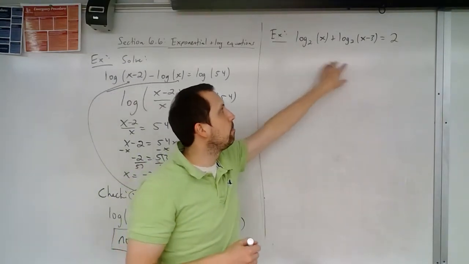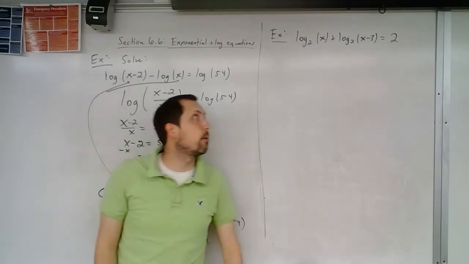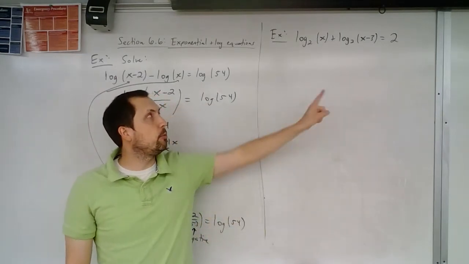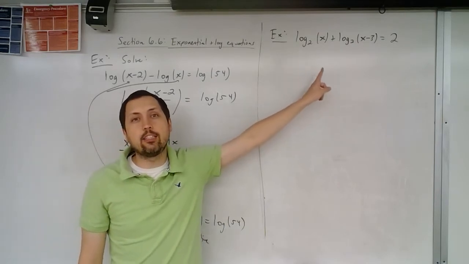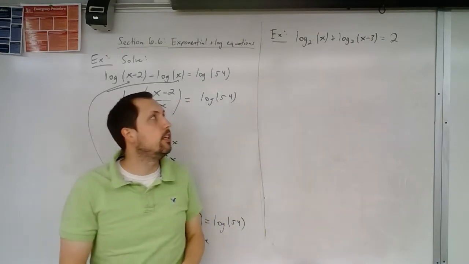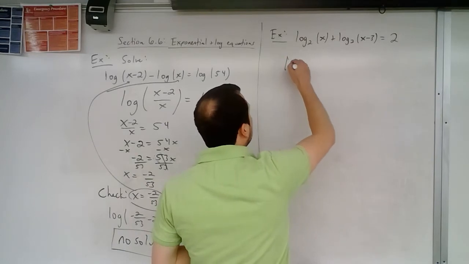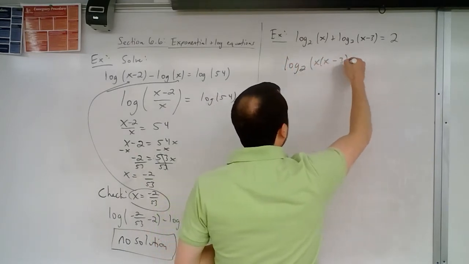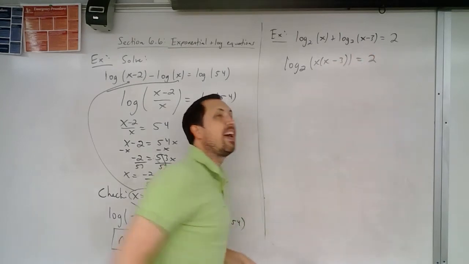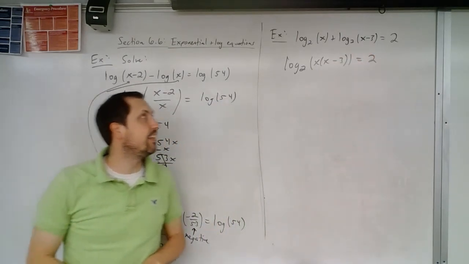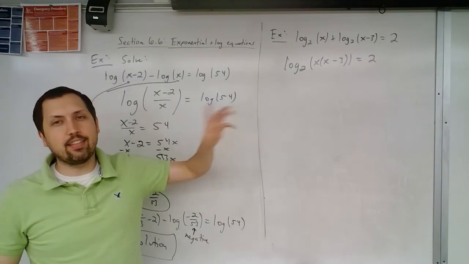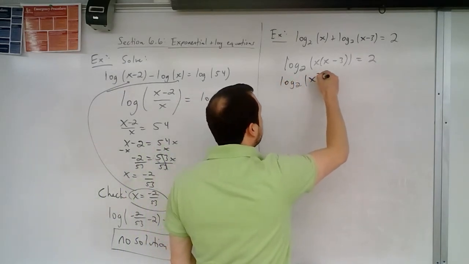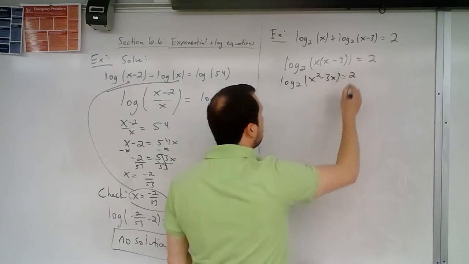So this last example over here, log base 2 of x plus log base 2 of x minus 3 is equal to 2. Again, we should be thinking, I need to combine these logarithms into a single log. So I'm going to use the rule that says I multiply these together. So I multiply the insides. Now, I'm going to simplify the inside first. So I have log base 2 of x squared minus 3x is equal to 2.